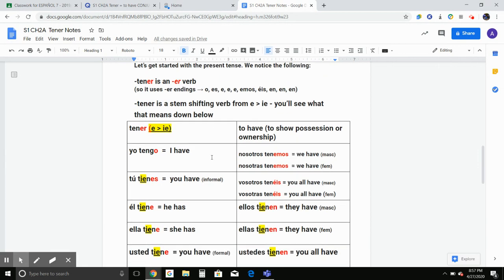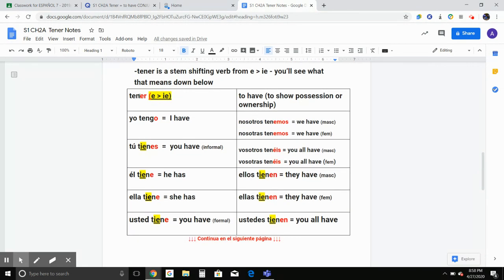Okay, now let's look at the stem change. If I cover up the ER, what I have left are the black letters, teng, that is the stem of the verb. And what you're going to see happen is that this E right here is going to change to IE with certain subject pronouns. It does not change in the yo form. Okay, notice it does not change in the yo form. It's yo tengo.